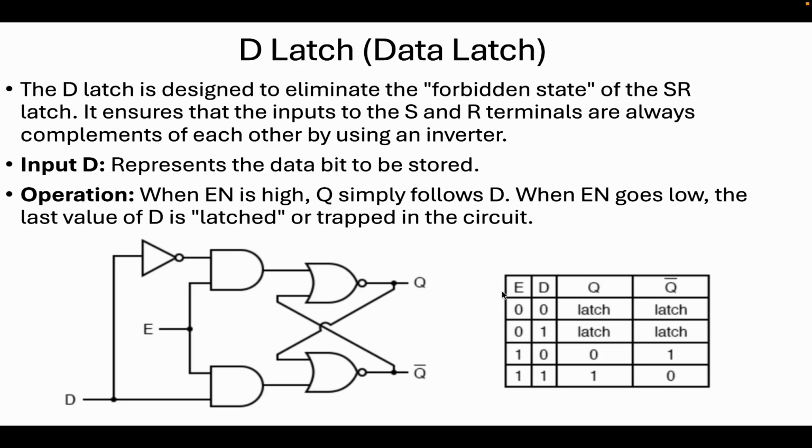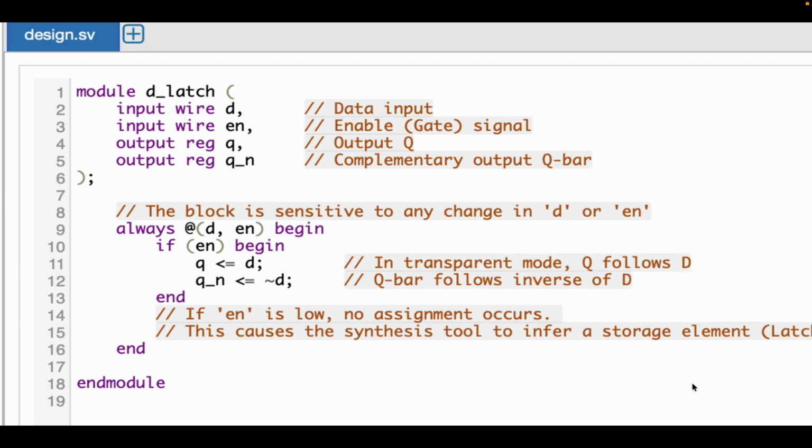So let us see, when enable is 0, it will still latch. Only when the enable is high and your D input is 0, you will get output Q as 0 and Q bar as 1. And when both are 1, you will get Q as 1 and output Q bar as 0. So our invalid state problem is solved using a D latch.